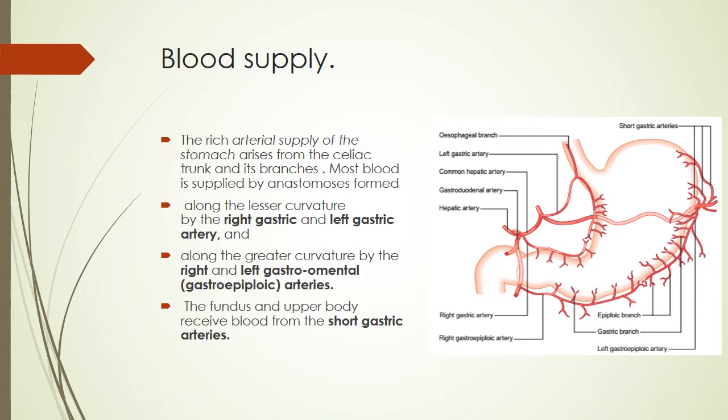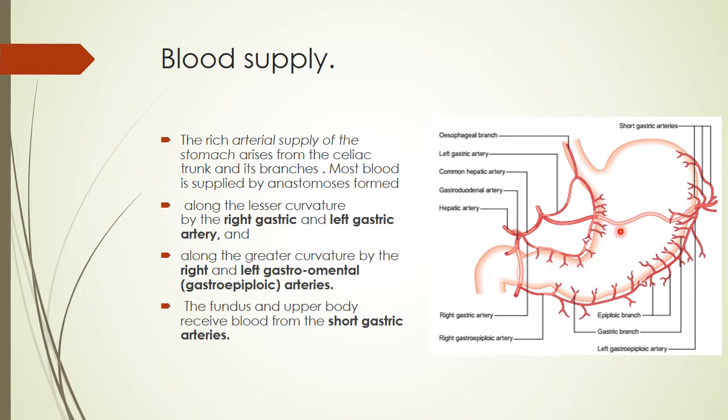The next is blood supply. Again, a very important topic in the gross anatomy of the stomach is blood supply. When you say blood supply, it means arterial as well as venous drainage. The rich arterial supply of the stomach arises mainly from the celiac trunk and its branches. You all know the celiac trunk is a branch that arises from the abdominal aorta, and most blood to the stomach comes from the celiac trunk. The arteries have a specific arrangement along the lesser and greater curvatures of the stomach.